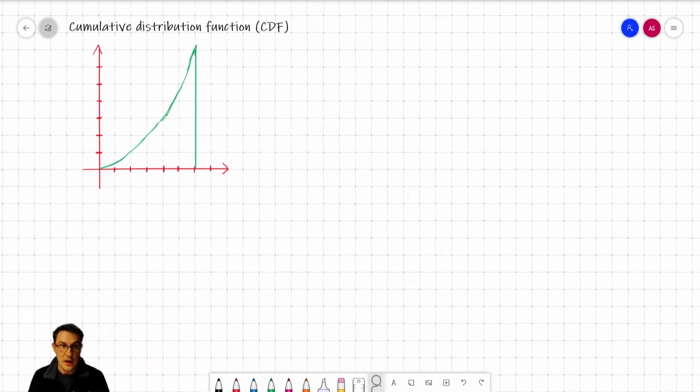Now, you can see with this continuous distribution function here, what we want to do is we want to be able to find the area underneath it. Now, we might actually want to find a couple. So say we want to find, for example, P of X up to A, but then we'd also like to find P of X up to B.